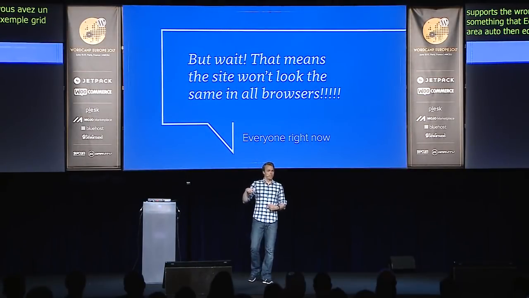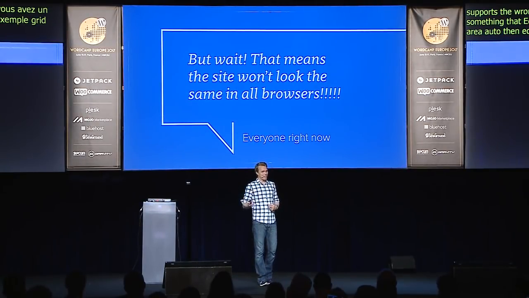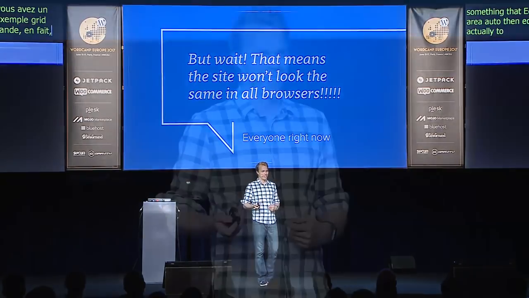So if you're testing for grid support in Edge, test for something that Edge does not support within the grid spec, for example, grid-area: auto. Then Edge won't try to run the grid. My recommendation here is actually to serve up the mobile experience on all browsers that don't support grid.